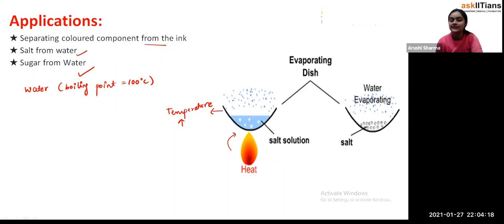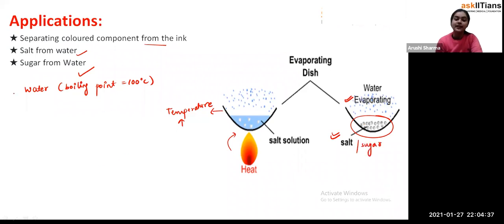You can see that it is converting into vapor, and after some time you are just left with the salt, and all of the water has evaporated into the atmosphere. Now you can see there is a separation of these two components. The same thing can happen with sugar as well.